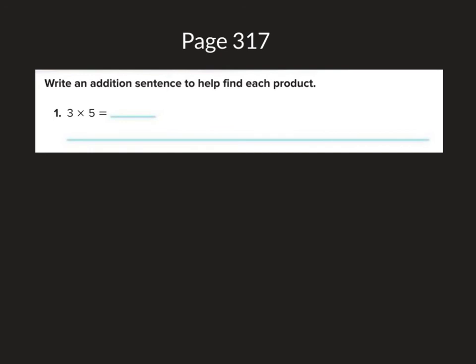All right, I just want to do a couple in case you get to it on your independent practice. So here's page 317. It says, in the directions, write an addition sentence to help find each product. 3 times 5. So I need 3 5s. So I'm just going to write 5 plus 5 plus 5. If I count those, 5, 10, 15. So that means 3 times 5 is also 15. That's all that you have to do when you get to one of those on the independent practice.